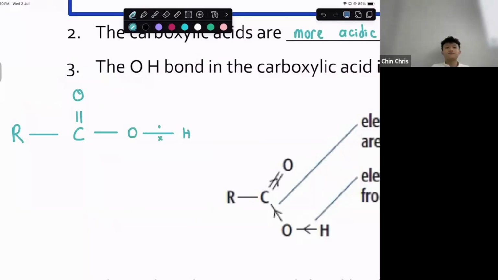Alright, now let's look at the carboxylic acid. Look at this oxygen atom. Please tell me, what is the property of oxygen? Highly electronegative.